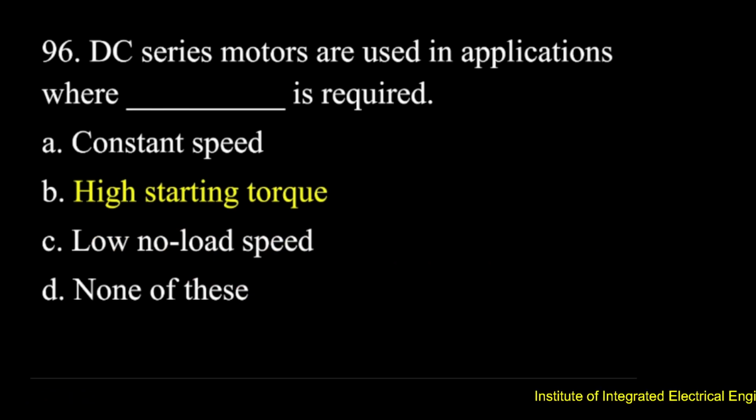DC series motors are used in applications where blank is required. A. Constant speed. B. High starting torque. C. Low no-load speed. D. None of these.